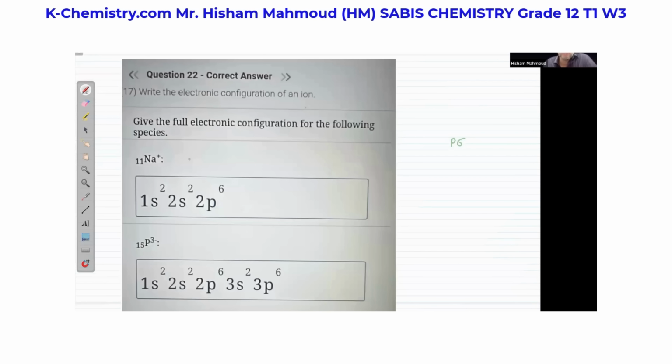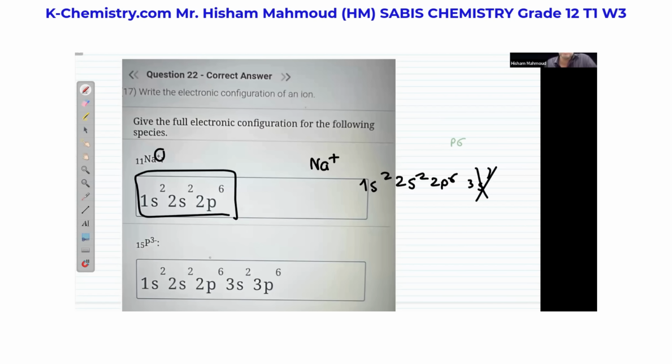Question number 22 gives the full electronic configuration for the following. Na is 1s2, 2s2, 2p6, 3s1. When you lose 1 electron, then you remove this and you become 2p6 only. P3 minus, we just explained this a few seconds ago.